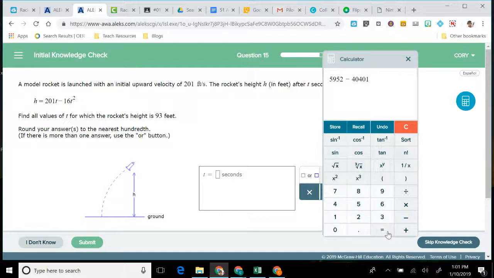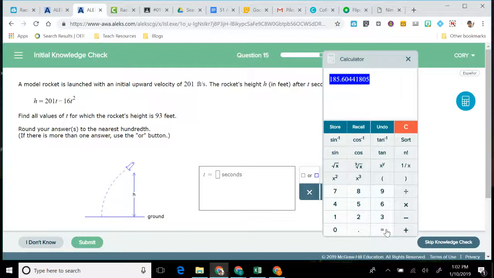That's 34,449, positive. The square root of that is, oh, get that negative out of there. That won't work. Can't take the square root of a negative number. 185.6. So x equals negative 201 plus or minus 185.6 divided by negative 32.